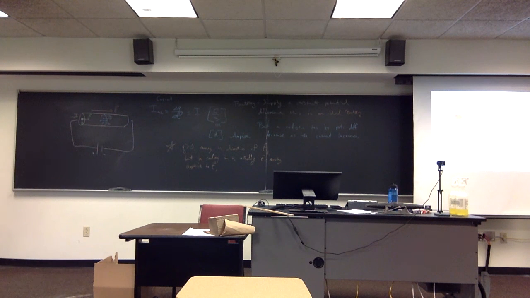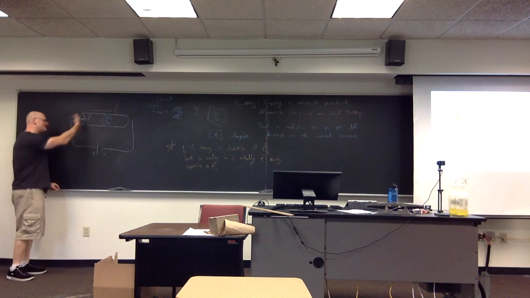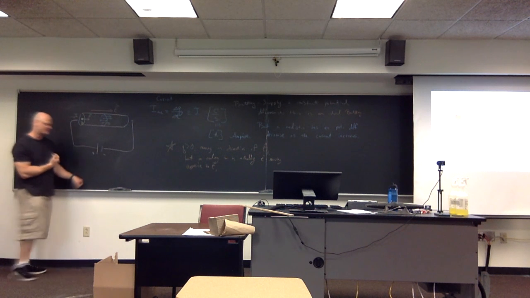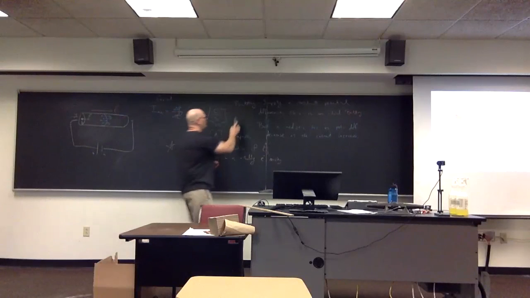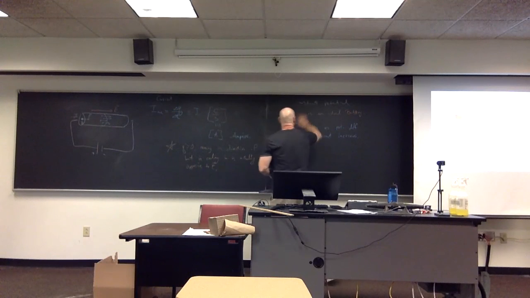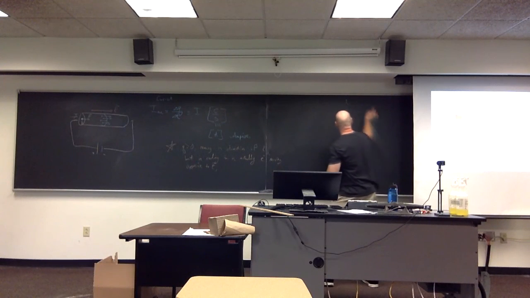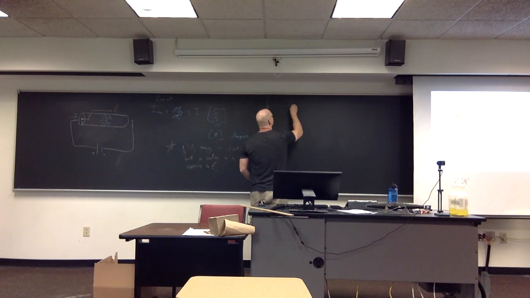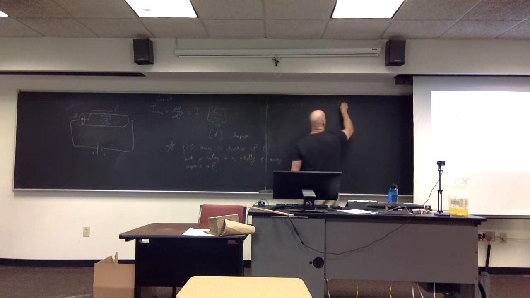Now, other things to note about current: we're going to view current as flowing in a direction, but current actually is not a vectorial quantity. It's actually a scalar quantity. So we'll view it as moving in a direction, which makes us think that it's a vector, but it's not a vector, it is simply a scalar. Current is a scalar quantity, not a vectorial quantity.